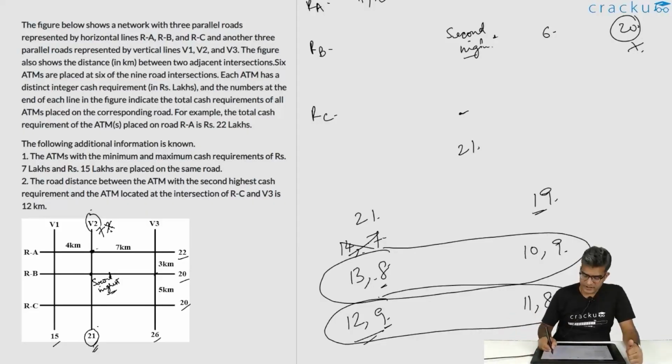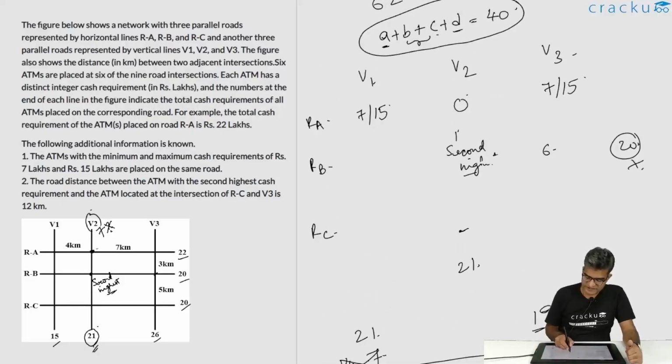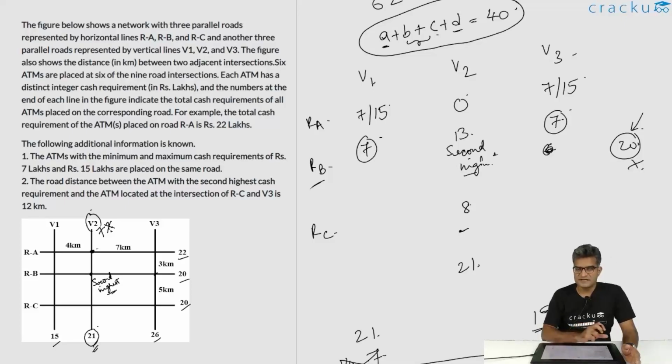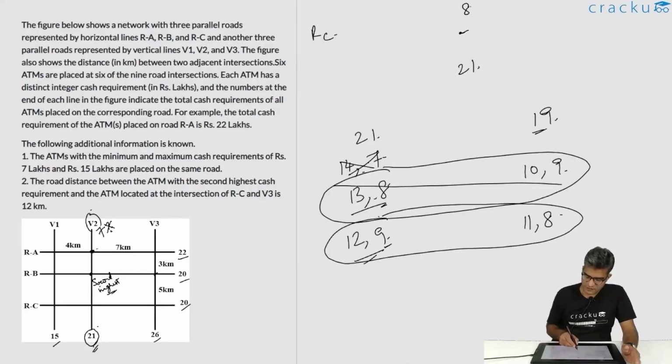Now if you think about it, if say the second highest is 13, that will come over here. So if this is 13 and this is 8, and it is adding up to 13 plus 8 is 21, what is the amount that will be there in the intersection of RB and V3? Because the sum of RB has to be 20, one of these two has to be 7. Either this is 7 or this is 7, because the sum of all the elements in RB has to equal 20, which is not possible. So this would imply that this also is not possible.